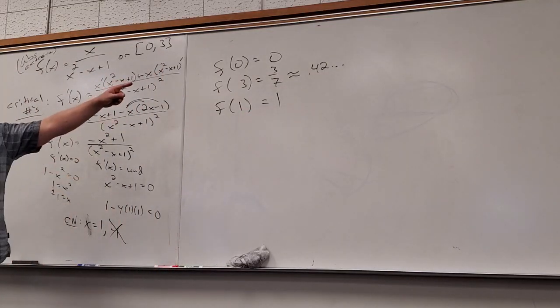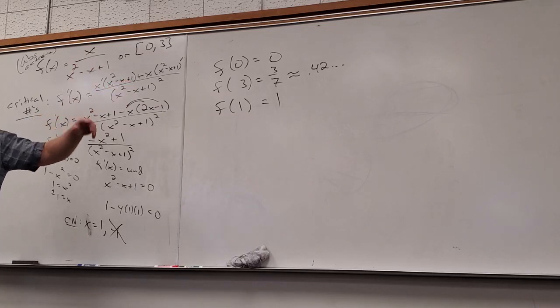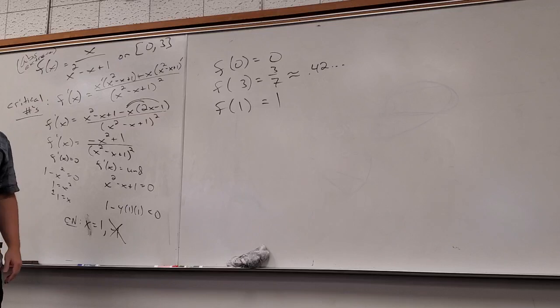Is that right? 3 divided by 7? Anybody do that? Double check it. Is that like 0.42 something? Okay. 0.4286. Look at that. I know how to divide by 7.